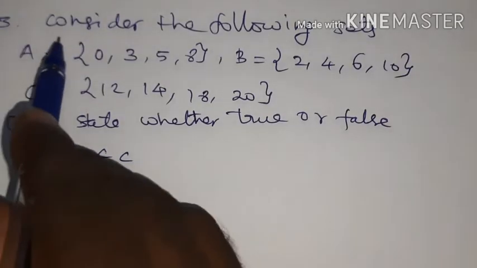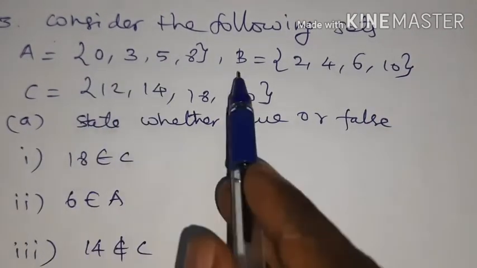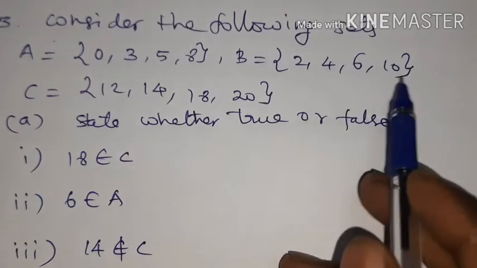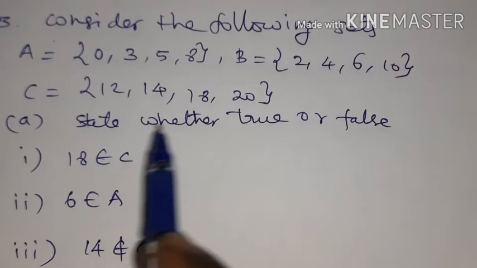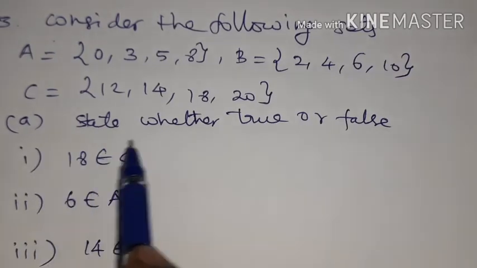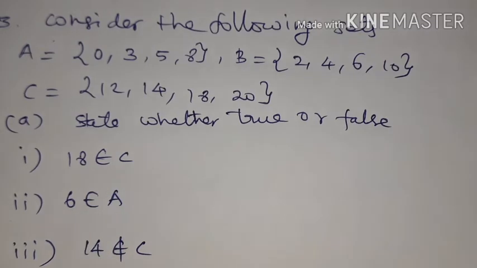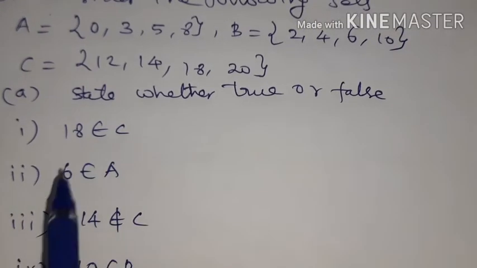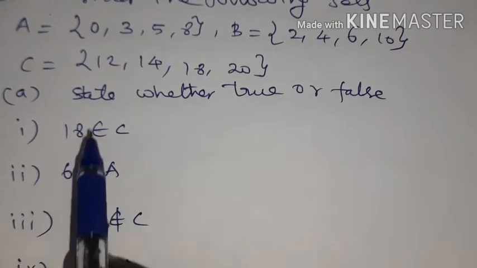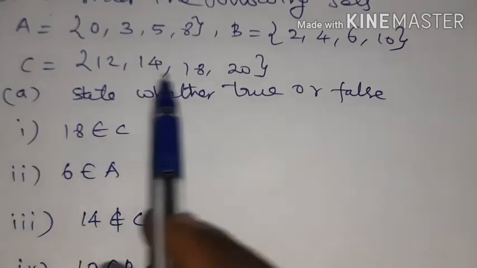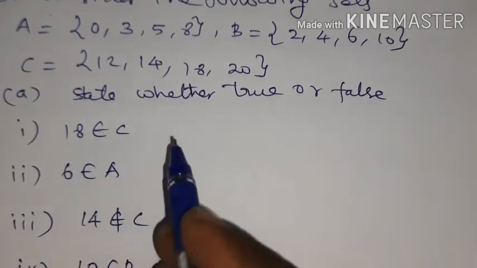Third sum. Consider the following sets: A is 0, 3, 5, 8, set B is 2, 4, 6, 10, set C is 12, 14, 18, 20. State whether true or false. This symbol means belongs to, this is not belongs to. So first one, 18 belongs to C. So check the set C. Set C having 18. So 18 belongs to C. True.